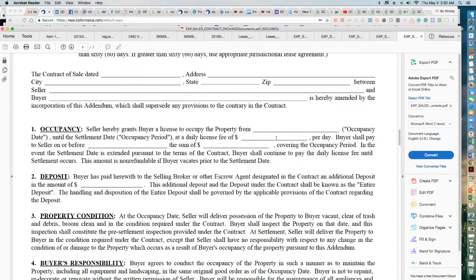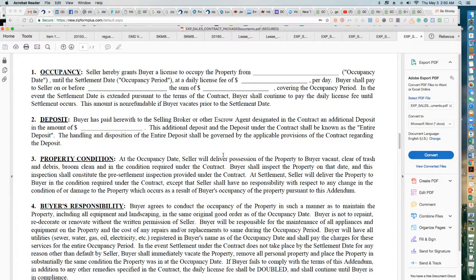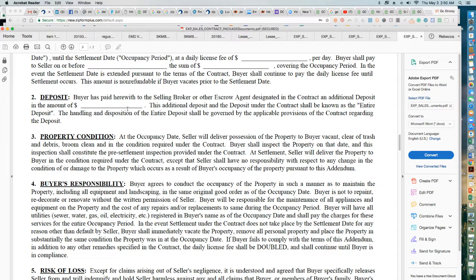So make sure that you know the number of days and how much per day, and then put in that total amount. And they just want you to complete that information here so there's no discrepancy or confusion when it comes time to pay and go to settlement. And then is there going to be a deposit? And if so, what is the deposit amount?